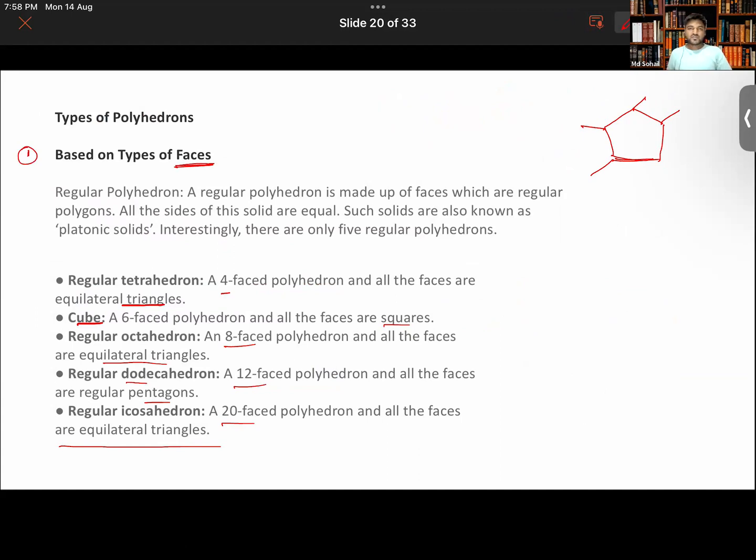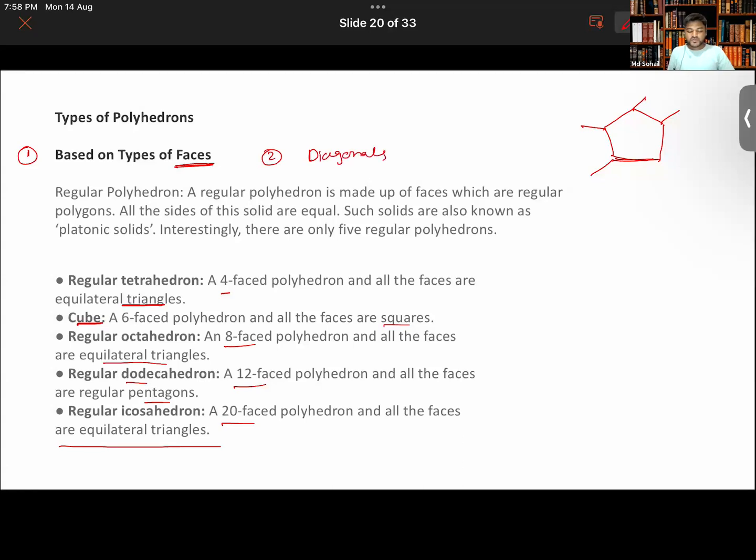So if the faces, that is basically the polygons, are regular shapes, then it's going to be a regular polyhedron. If the polygons are irregular, then it's going to be an irregular polyhedron. And one more thing we discussed in the previous class, the second classification, based on diagonals.